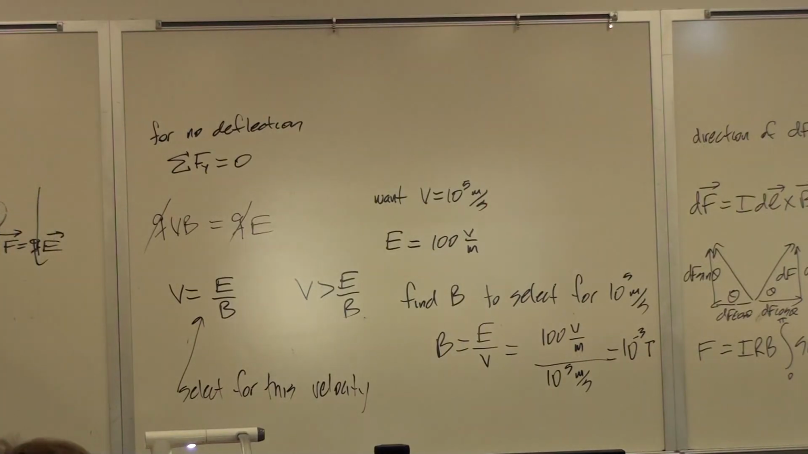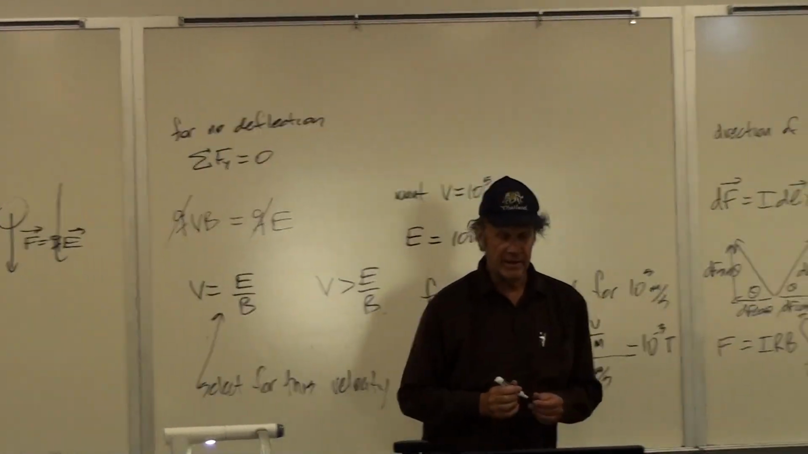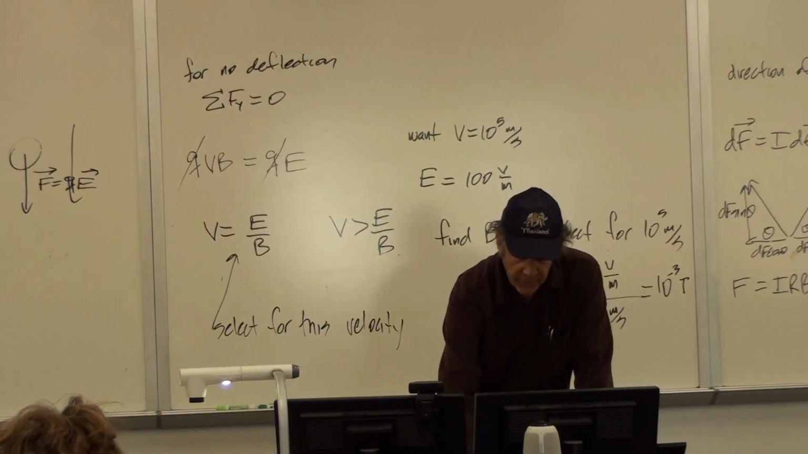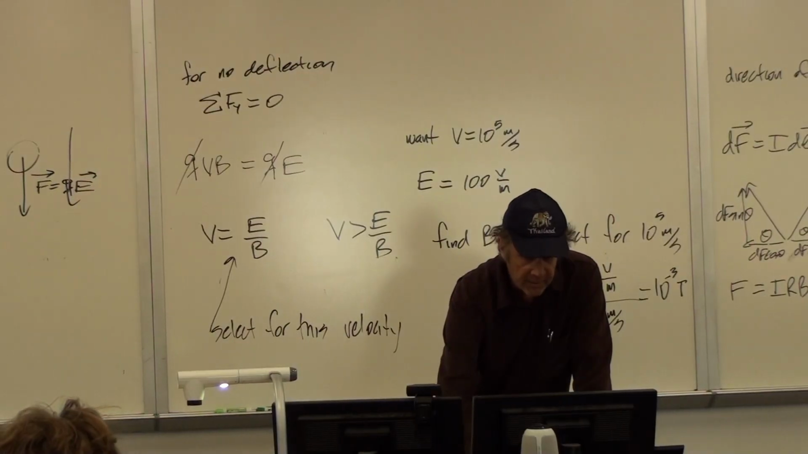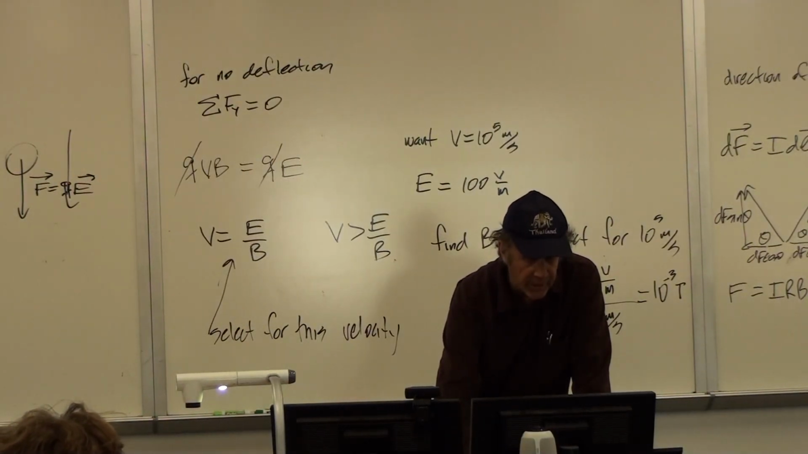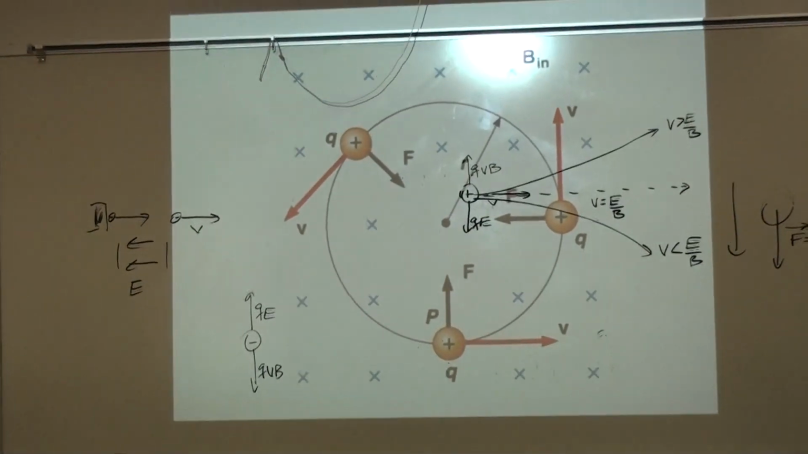Okay, so once we've selected, then the next step in the mass spectrometer is to send that particle into a region of uniform magnetic field. So I'm going to need to backtrack for a moment and look at what happens when particles move in a uniform magnetic field.